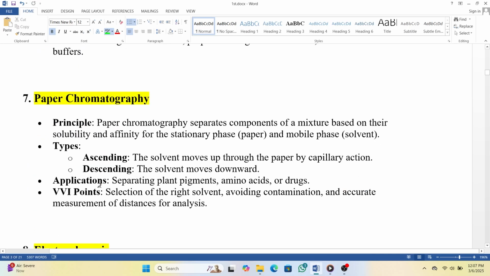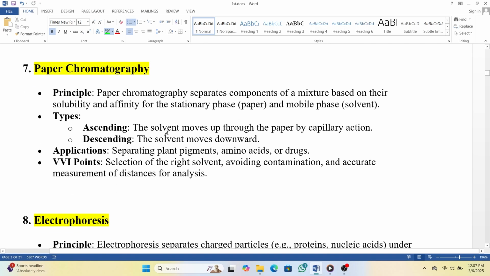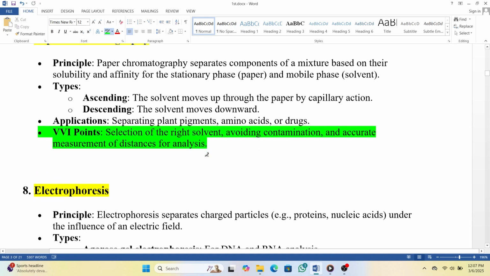7. Paper chromatography. Principle: paper chromatography separates components of a mixture based on their solubility and affinity for the stationary phase, paper, and mobile phase, solvent. Types: ascending: the solvent moves up through the paper by capillary action. Descending: the solvent moves downward. Applications: separating plant pigments, amino acids, or drugs. VVI points: selection of the right solvent, avoiding contamination, and accurate measurement of distances for analysis.